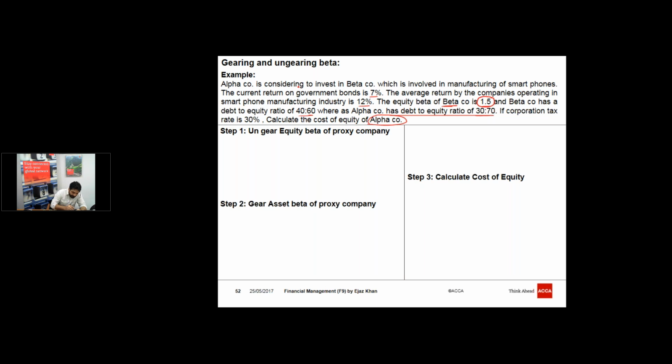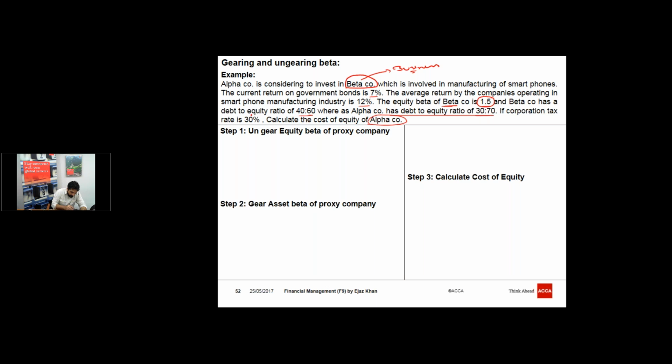Since alpha company is investing in beta company, it will have two types of risks. One is the business risk and the other is the financial risk. Since it is investing in beta company, its business risk will be the same as that of beta company. But since it has a different debt to equity ratio than beta company, its financial risk will be different.